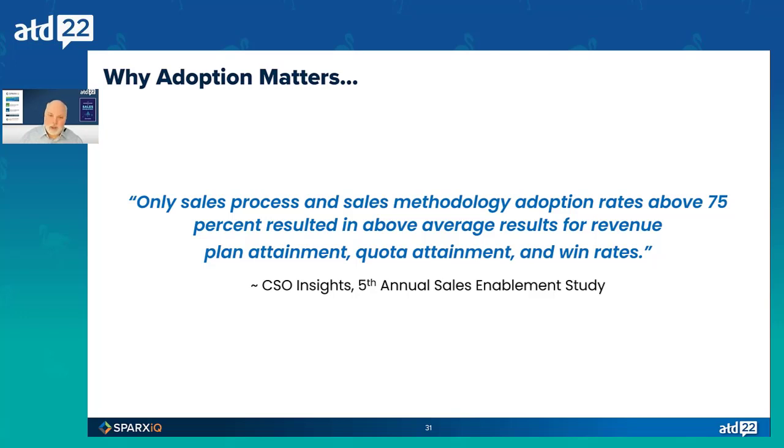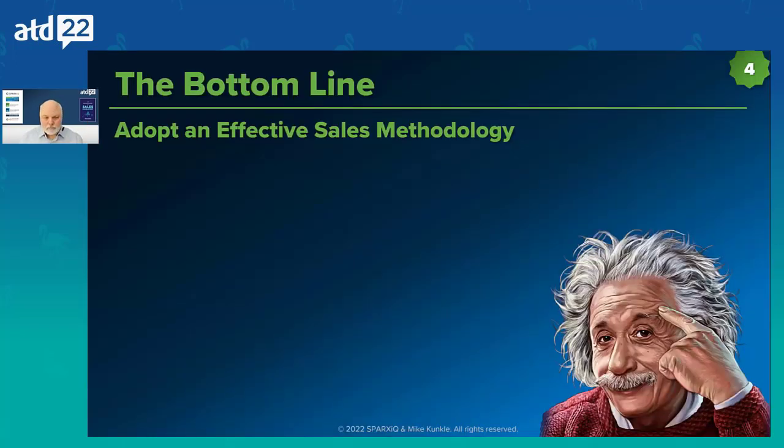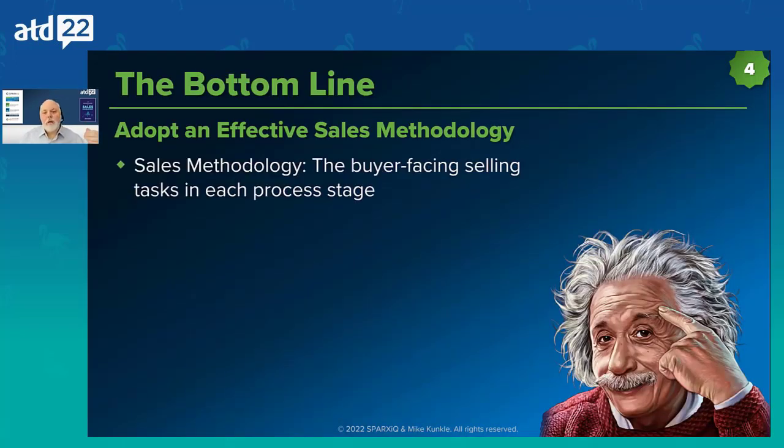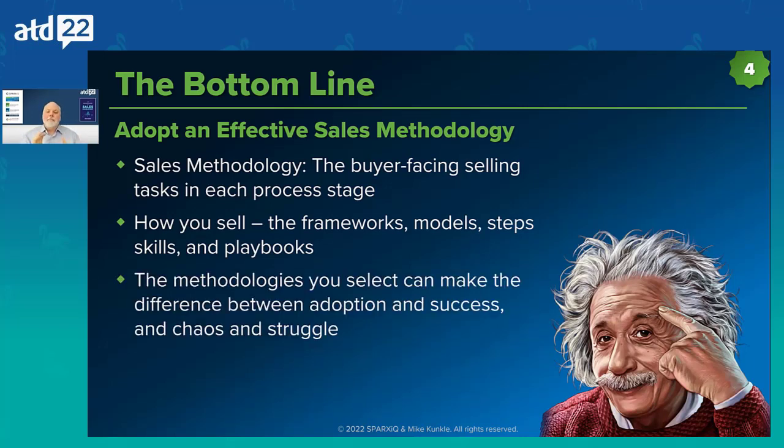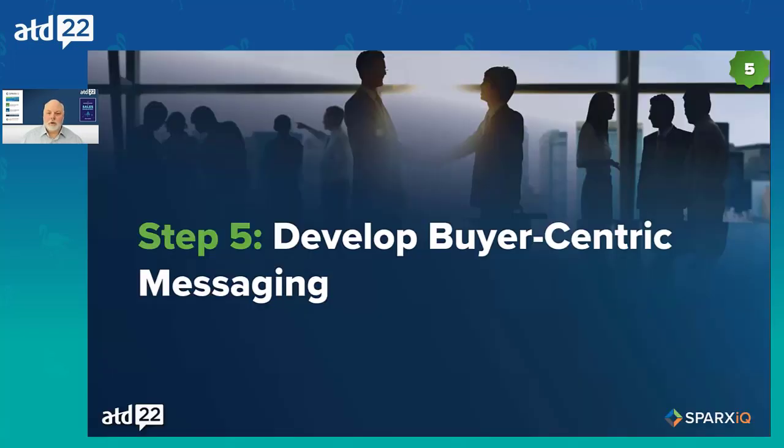That's why adoption matters. So what's our bottom line on this one? Well, methodology is the buyer-facing selling task in each stage. How you sell is methodology: the frameworks, the models, the steps, the skills, the playbooks. The methodology that you select can really make a difference between adoption and success or chaos and struggle. And adoption rates above 75% really start to deliver results. Keep that in mind as you work on number 4.